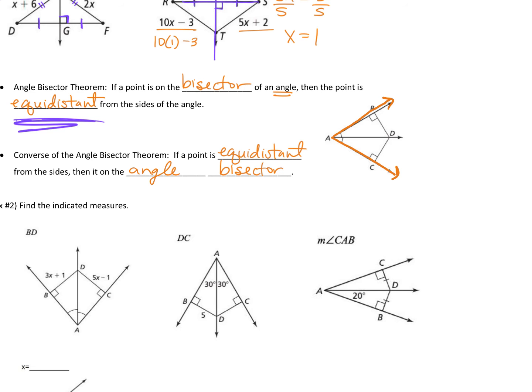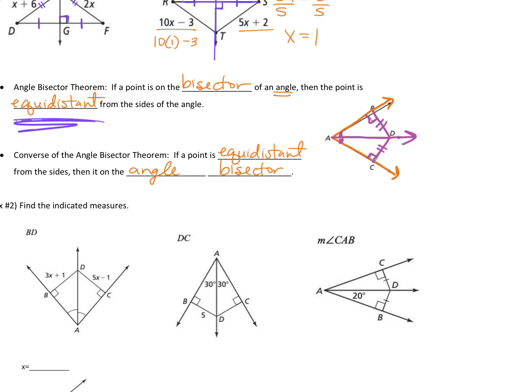The converse to the angle bisector theorem would be, I'm going to take all that away now. The converse would be if I have a line right here, but they don't tell me that the angles are equal. They just say, here's a perpendicular, and they're congruent. Then I know AD is an angle bisector. Okay, so you can look at it either way.